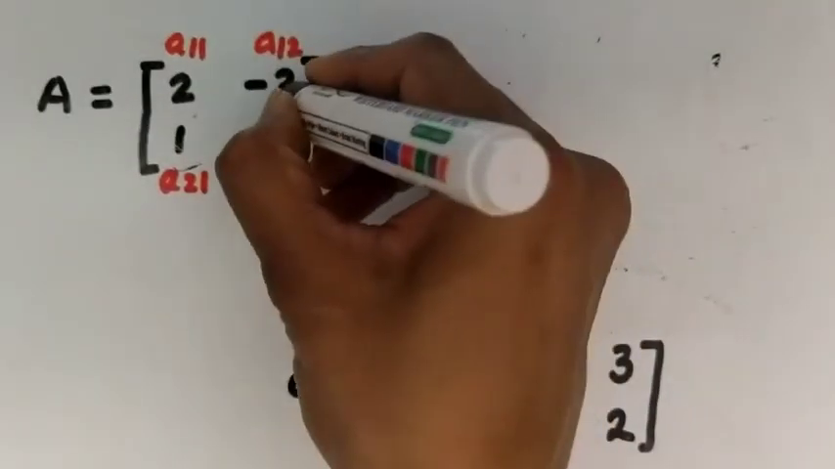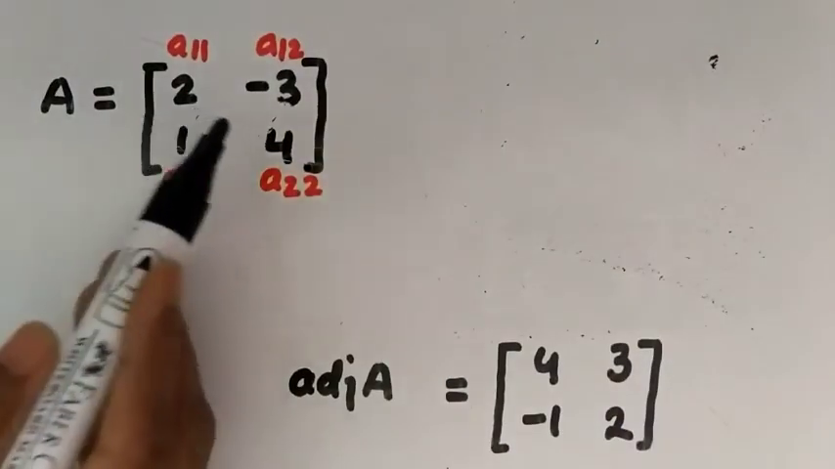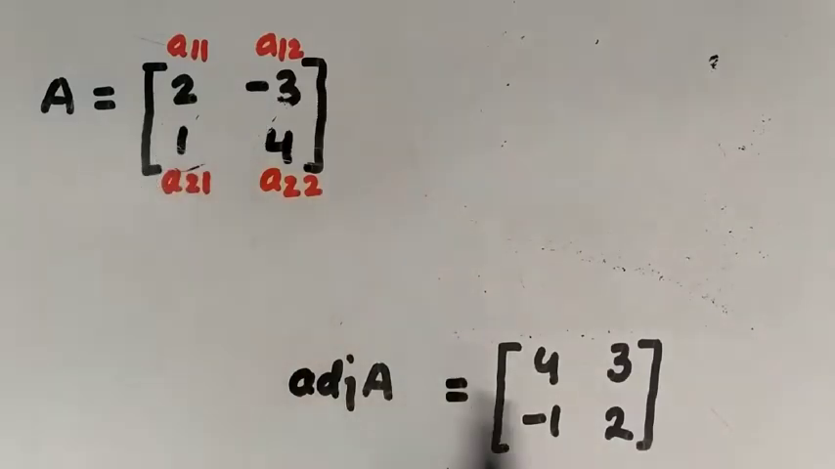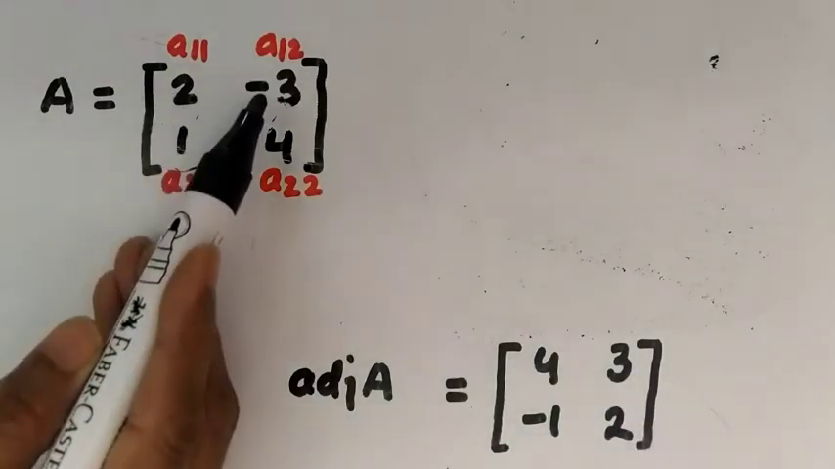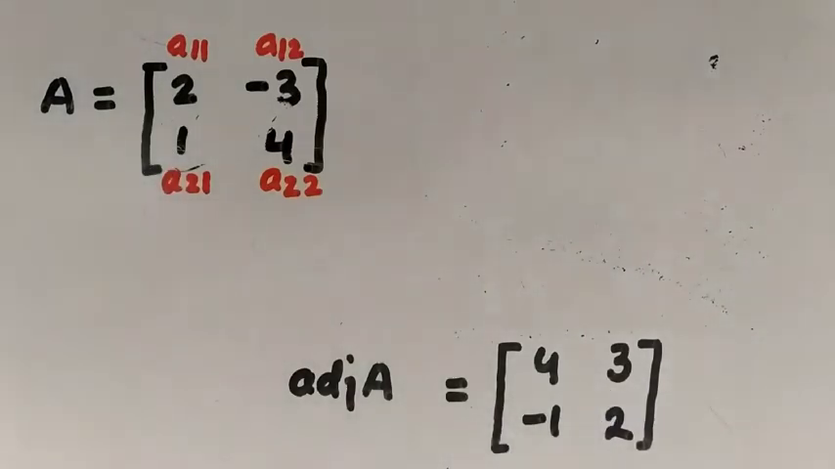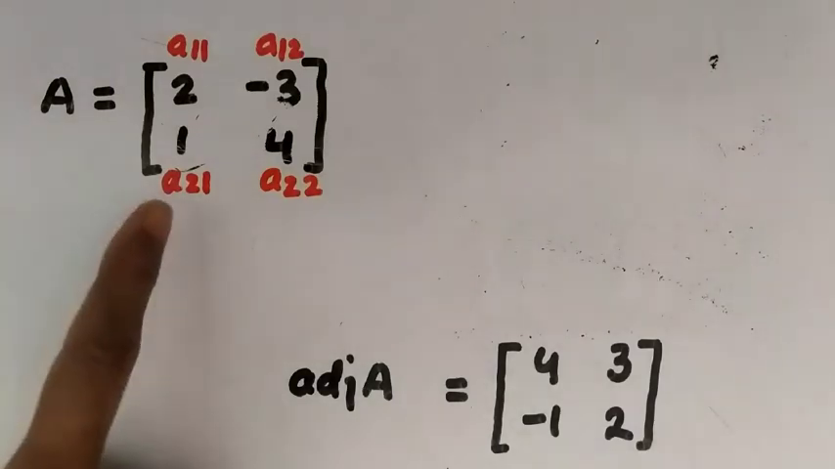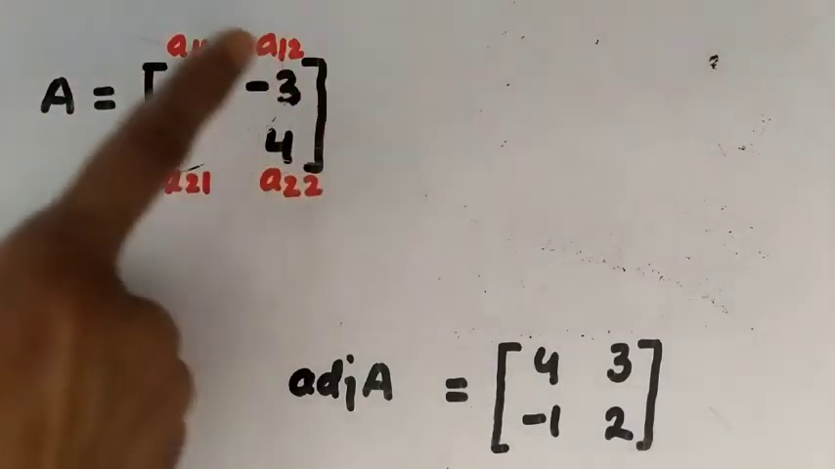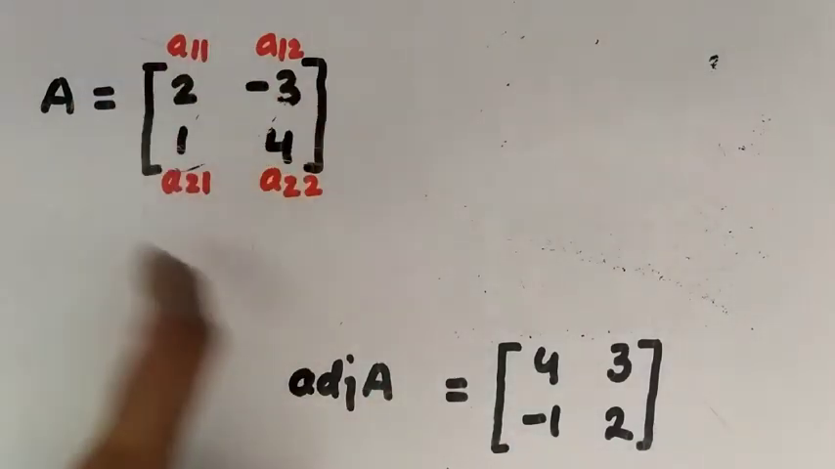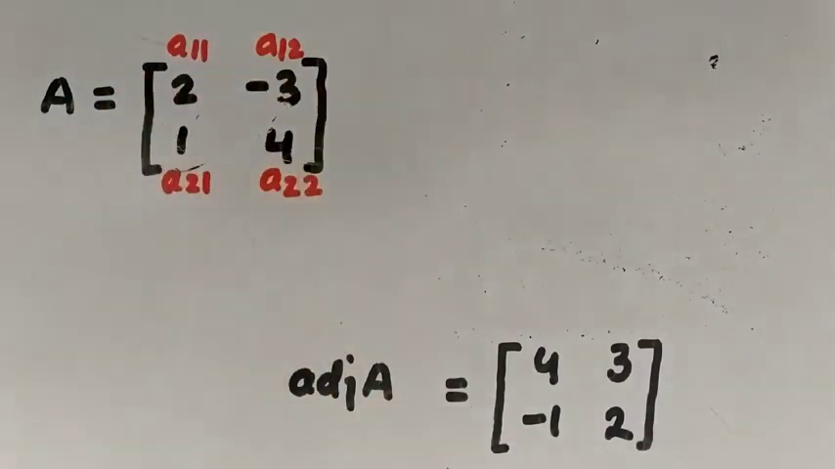Second, now you can see non-diagonal elements. This is -3, this is 1. So you can see now signs of non-diagonal elements have changed. Here -3, here 3, here 1, here -1. So students, you can see in adjoint matrix, all diagonal elements have interchanged their positions, and second, signs of non-diagonal elements have changed.